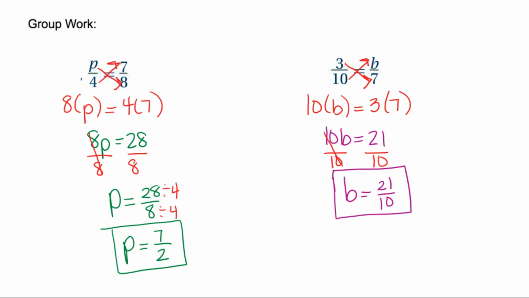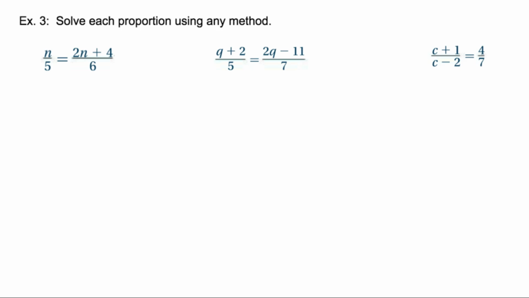So now let's look at a set of problems. And it says we can solve using any method. I'm going to stick with my cross product property here. N over 5 equals 2n plus 4 over 6. So again, I'm going to cross multiply.